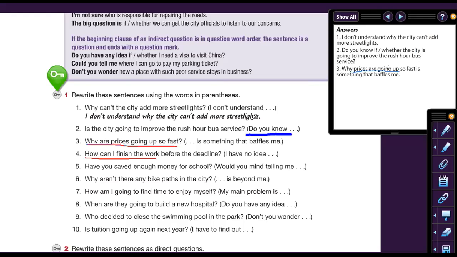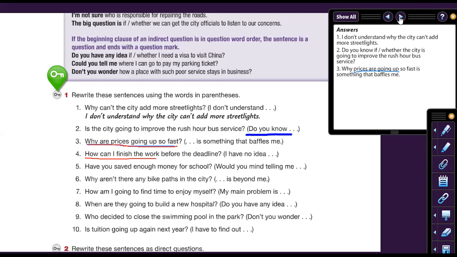Okay, so let's try the fourth one. Does someone want to try? Number 4? So it's the same. I have no idea how I finished the work before the deadline. Okay, you omitted the can.